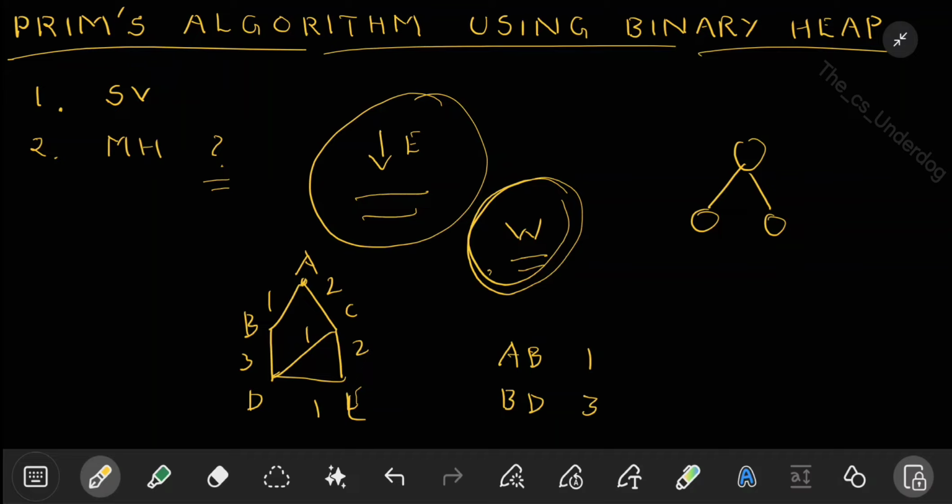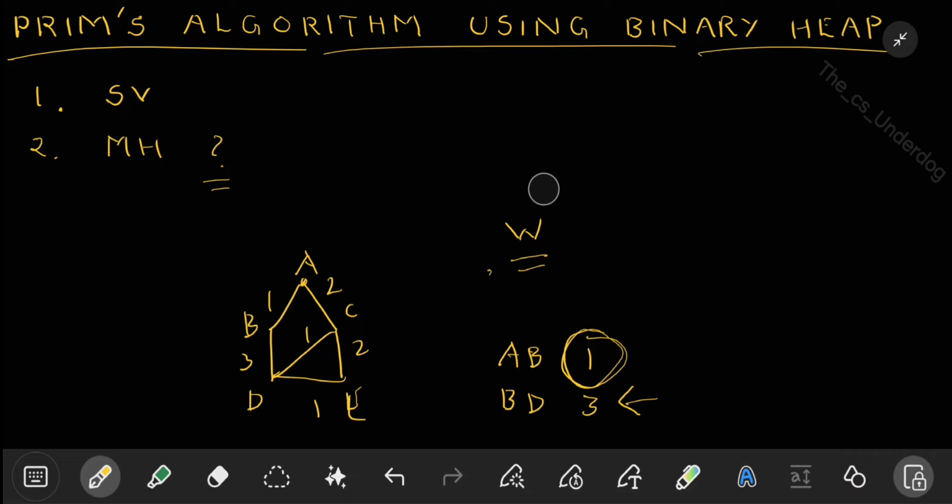So whenever you have edges like this, each node in this heap will represent an edge, and the key used will be the weight of this edge. So whichever has the lowest key will become the root of your min heap. This is how it will work. Each entry in the min heap will represent an edge in the graph. This is how your min heap will be maintained.